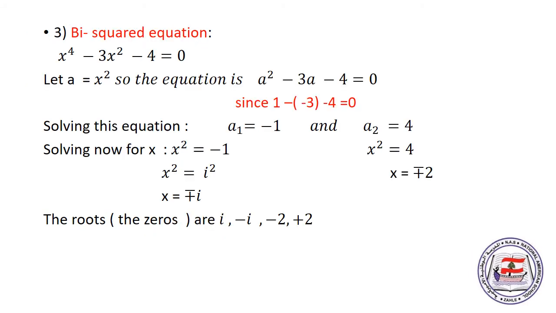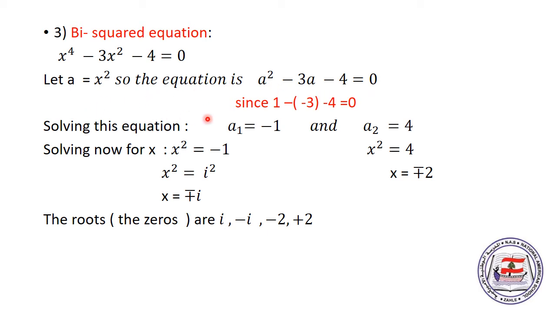Now we have a polynomial equation of degree 4 in the form of x to the fourth minus 3x squared minus 4 equal to 0. As you notice, in this equation, we don't have an odd power. So this type of equation is called a bi-squared equation. To solve a bi-squared equation, we need to rewrite it in the form of a quadratic equation. So we take a supposition a equal to x squared. Replacing x squared by a in the equation, we get a squared minus 3a minus 4 is equal to 0.